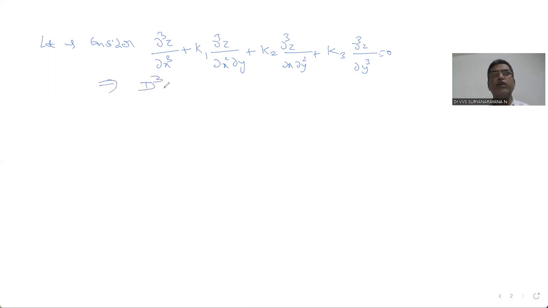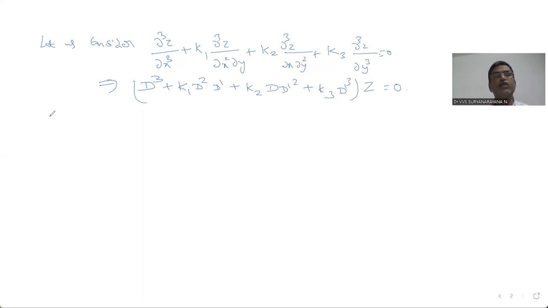So ∂³/∂x³, that is D³, operating on z, plus k1 into 2 derivatives with respect to x and 1 derivative with respect to y. So D²D' operating on z, plus k2 into, out of the 3 partial derivatives, 1 derivative with respect to x and 2 derivatives with respect to y. So D D'² operating on z, plus k3 D'³, where all the 3 partial derivatives are with respect to y only. So all these are operating on z in each term, giving us 0. This is the simplified form of this partial differential equation.